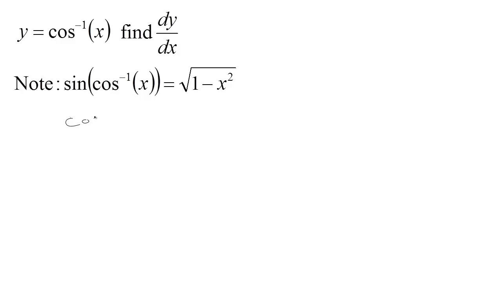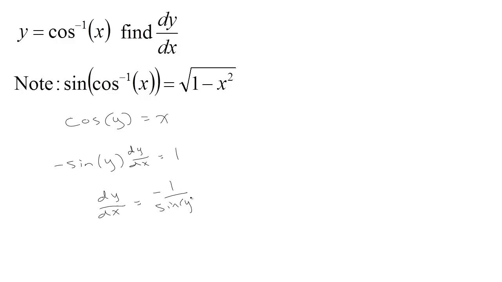So let's do what we did again. We're going to say, all right, if y is the cosine inverse, then the cosine of y is x, right? Because cosine inverse gives you the angle whose cosine is x, that's between 0 and pi. We're going to take the derivative of both sides. We get the derivative of the outside evaluated at the inside times the derivative of the inside. And the derivative of x with respect to x is 1, so dy/dx is -1 over the sine of y.